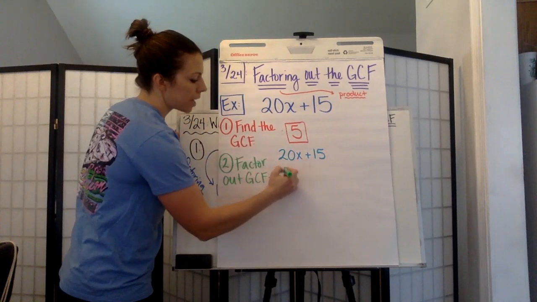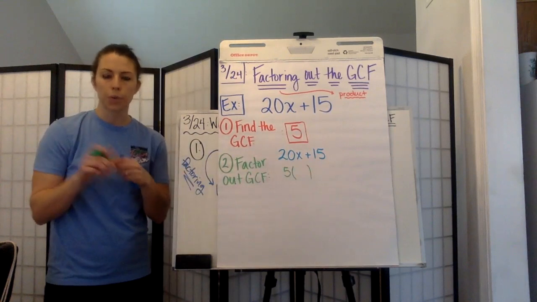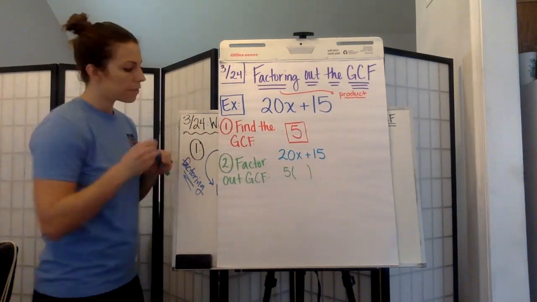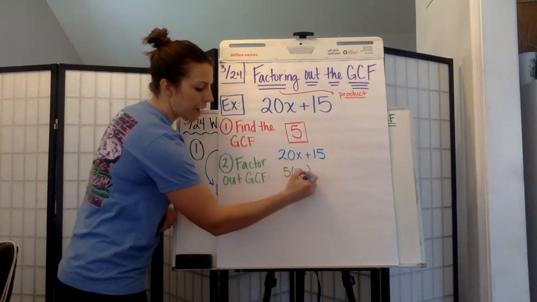So 20x becomes 5 times, what's left over? Well, let's think about that for a second. 20 is 5 times what? 5 times 4. But then how do I get that x as another factor?